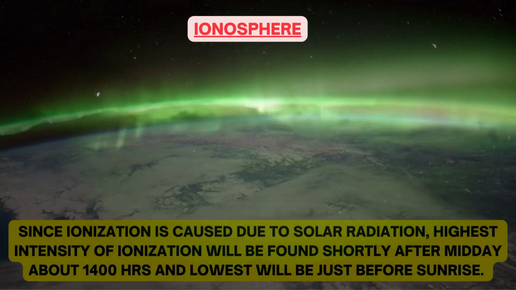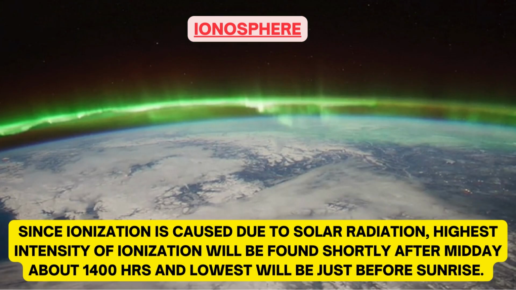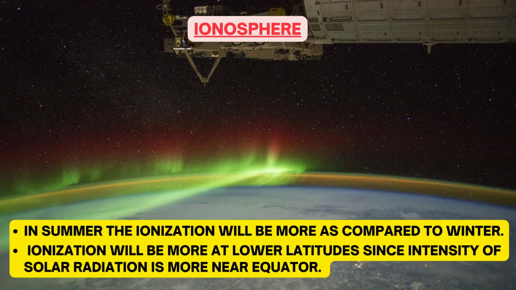Since ionization is caused by solar radiation, the highest intensity of ionization will be found shortly after midday, about 1400 hours, and the lowest will be just before sunrise. In summer, the ionization will be more as compared to winter, and ionization will be more at lower latitudes since the intensity of solar radiation is more near the equator.